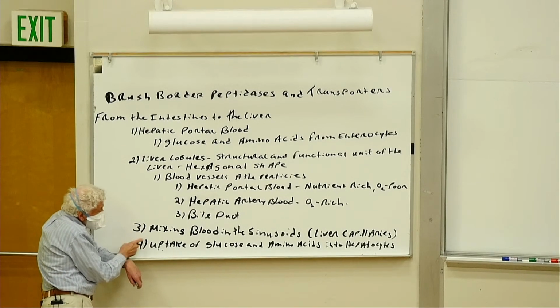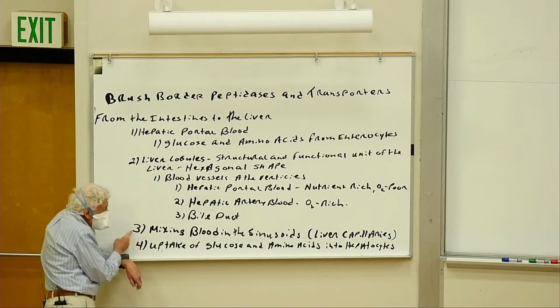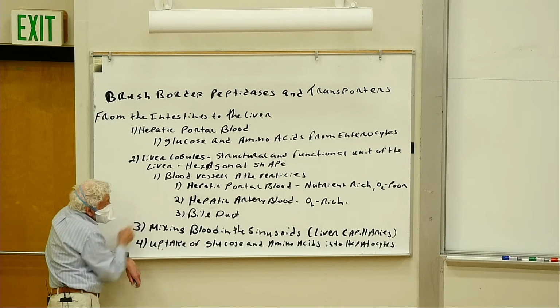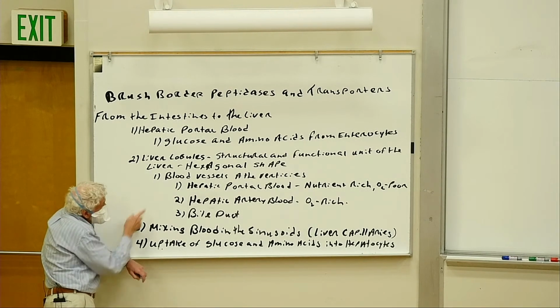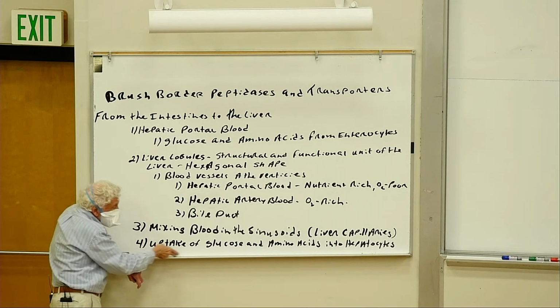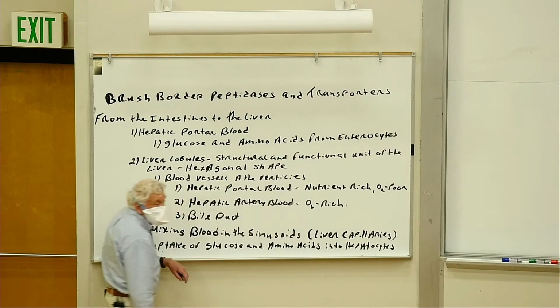Then we mix this blood in the sinusoids, and then we'll see that the blood, particularly carrying the nutrient-rich blood from the hepatic portal vein, now is going to contain large amounts of glucose and amino acids, and those amino acids are going to be transported into the hepatocytes.